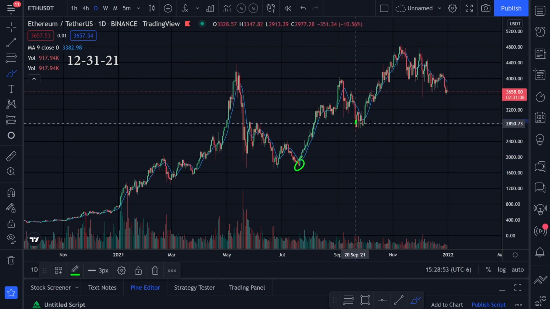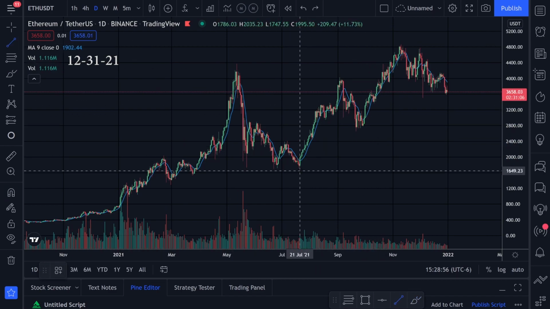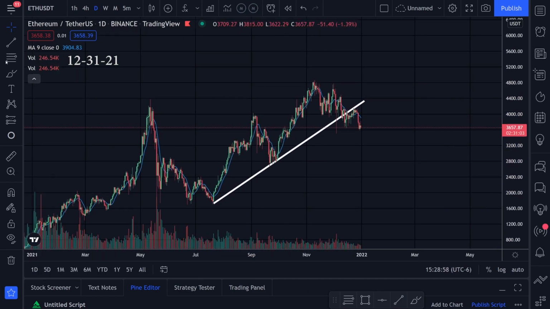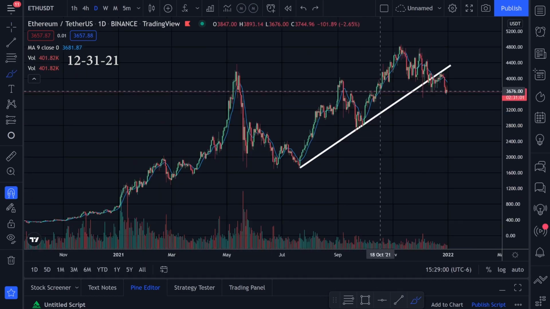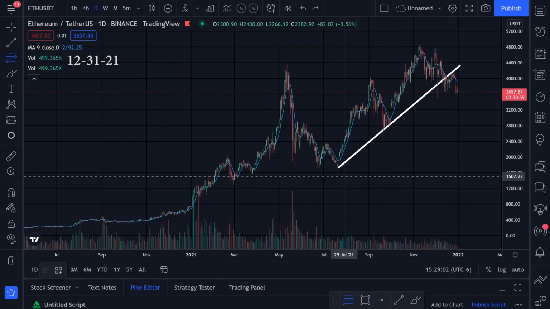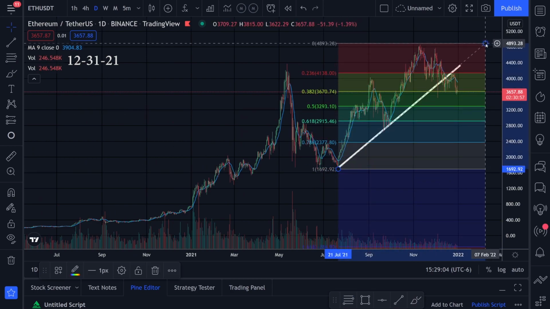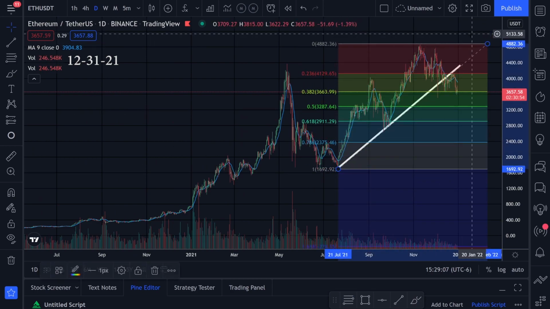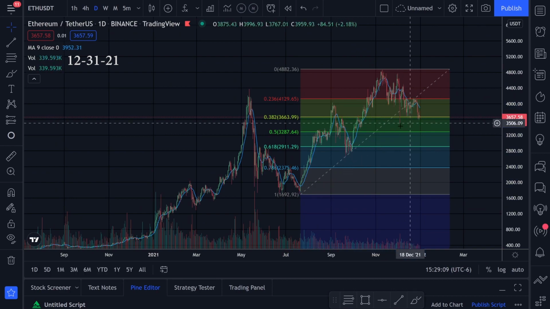We have support, and then we have a trend line going to the upside like this. We broke this trend line going to the downside right here. So what I was doing after that is setting up a Fibonacci retracement from the bottom to the top. And these are also some levels that I've been watching. Let's go ahead and get rid of this one right here.